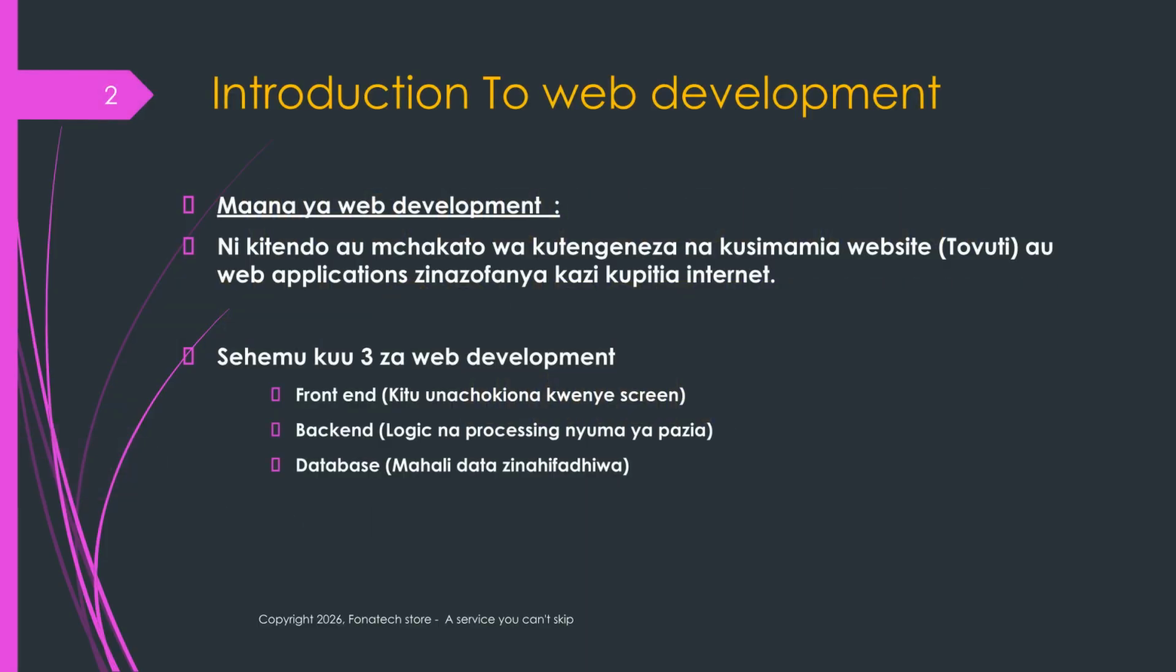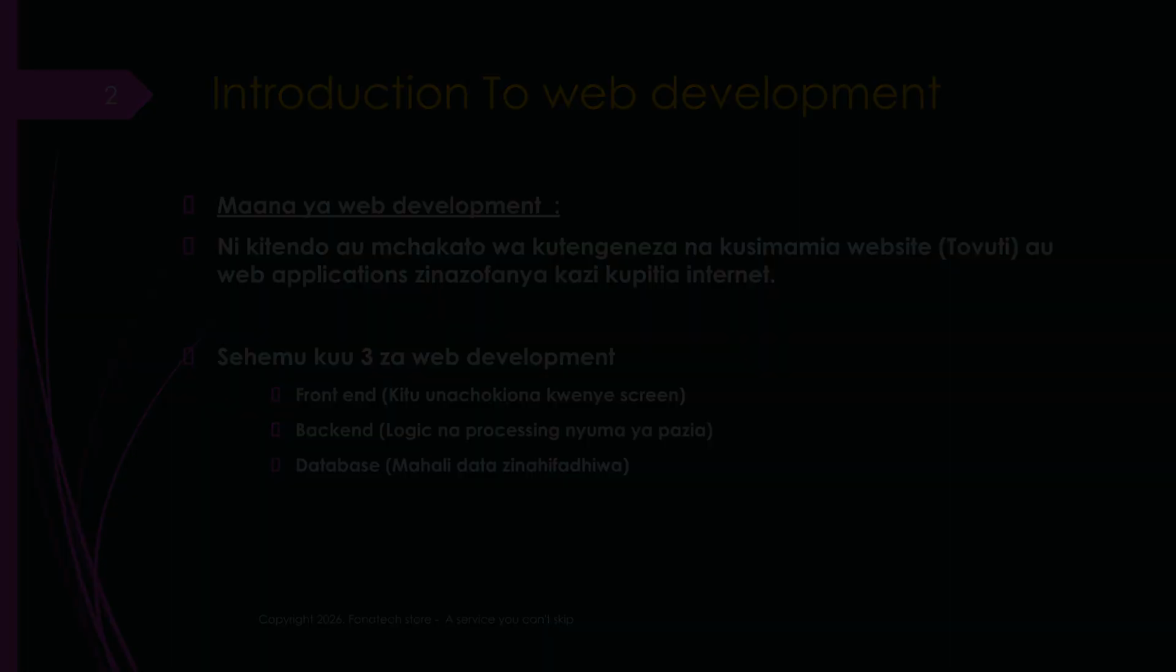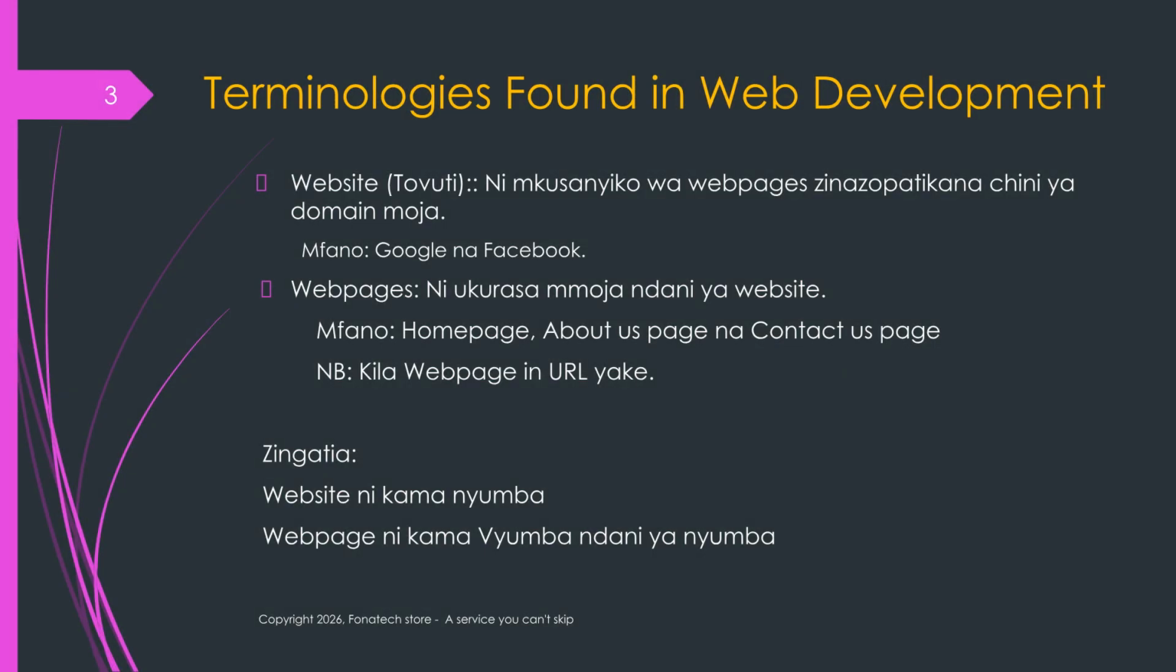Web development is the process of creating and managing websites or web applications that function via the internet. It has three main parts: the front end, which is what you see, the back end, which handles the logic, and the database. A website is a collection of web pages under one domain, like Google or Facebook. A web page is a single page within a website, such as a home page or contact us page, and each has its own URL.